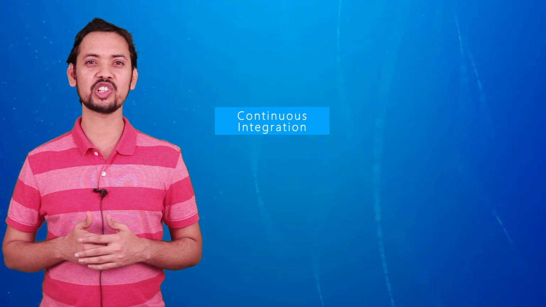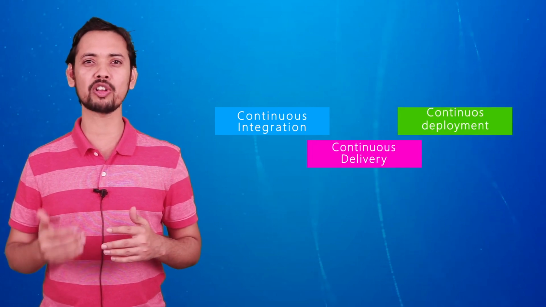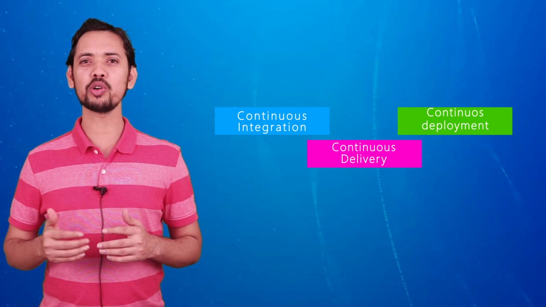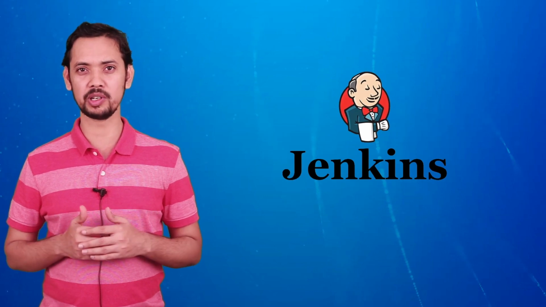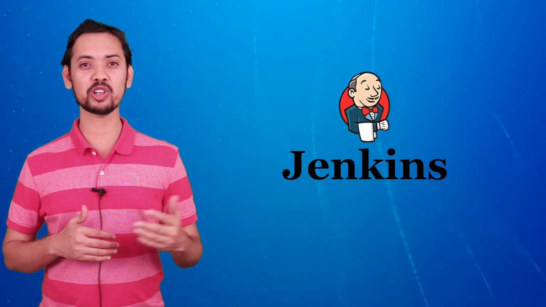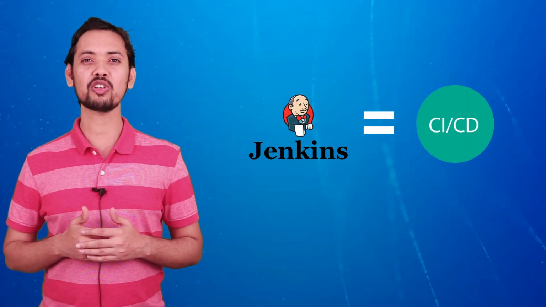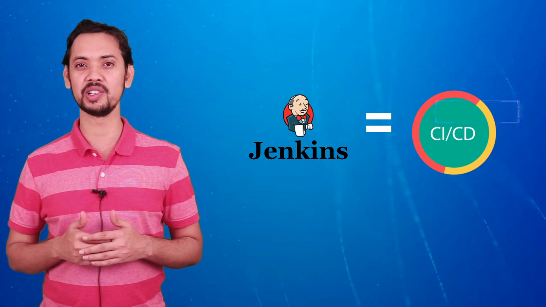Hello folks, in the last video we talked about continuous integration, continuous deployment, continuous delivery, all these various terminologies that we use in DevOps. Now in today's video we'll talk about a tool called Jenkins which makes all of it possible. The tools that make continuous integration or continuous delivery possible are called CICD tools. Jenkins is one such CICD tool.